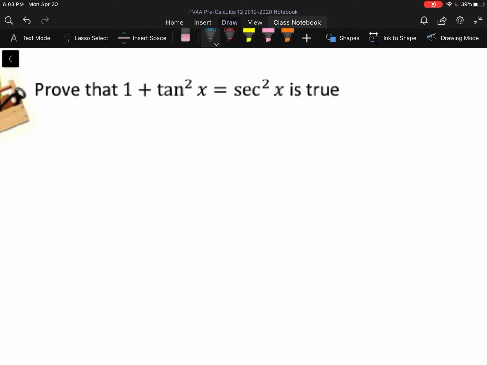Prove that 1 plus tan squared x is equal to secant squared x. All right, so again, same approach. Turn everything into sine and cosine. So 1 plus, and here I'll show my substitution in red, sine squared x over cos squared x equals 1 over cos squared x. Okay, and you kind of recognize where I'm going with this, right?